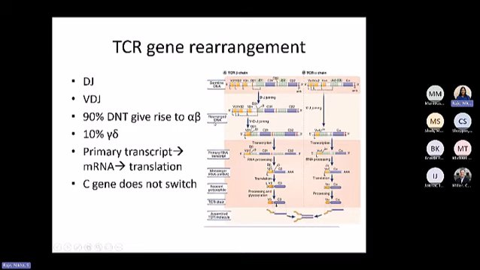During their maturation, they undergo the DJ and then VDJ recombination. 90% of the double negative T cells give rise to alpha beta T cells, and 10% give rise to gamma delta T cells. Unlike the B cells, where the C gene switches from the C mu chain to G, A, or E, giving rise to IgA, IgM, IgG, IgE, that C gene in the T cell does not switch.